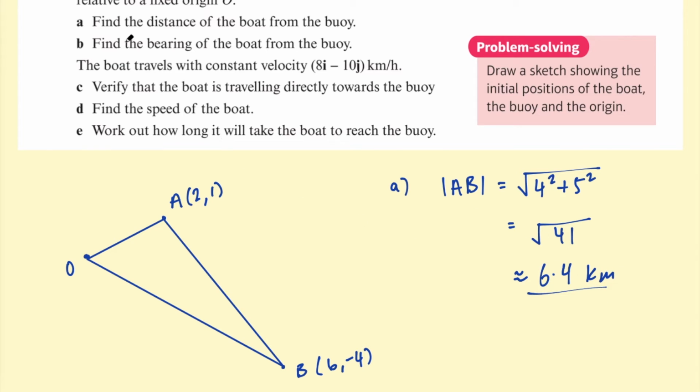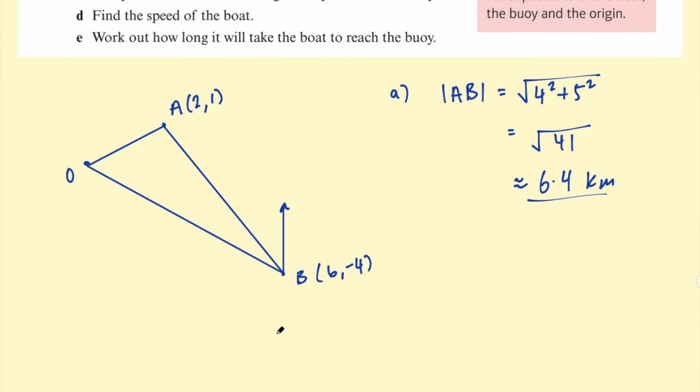Okay, so that was part A. Part B says find the bearing of the boat from the buoy. For this question, you need to think back to GCSE bearings, and remember, to find a bearing, you need to measure the angle from north clockwise to the direction that you're going in. So we're going to be looking for this angle from north around to the direction of the boat.